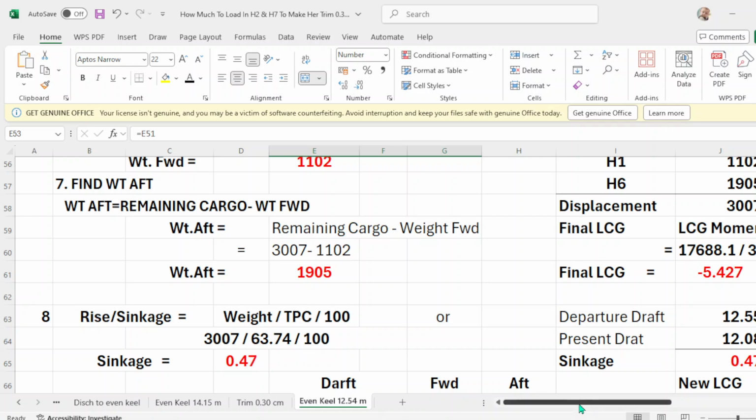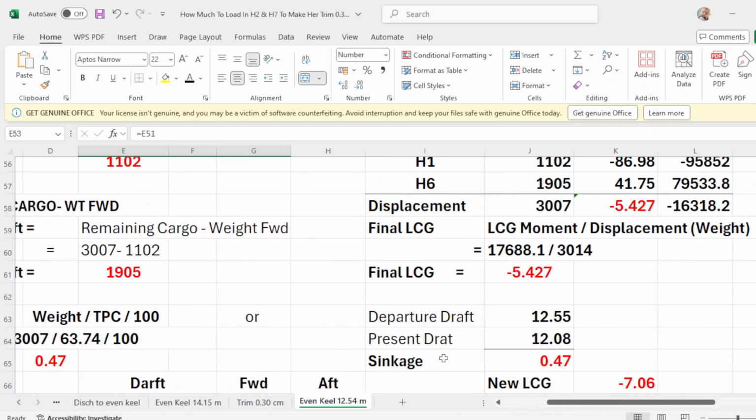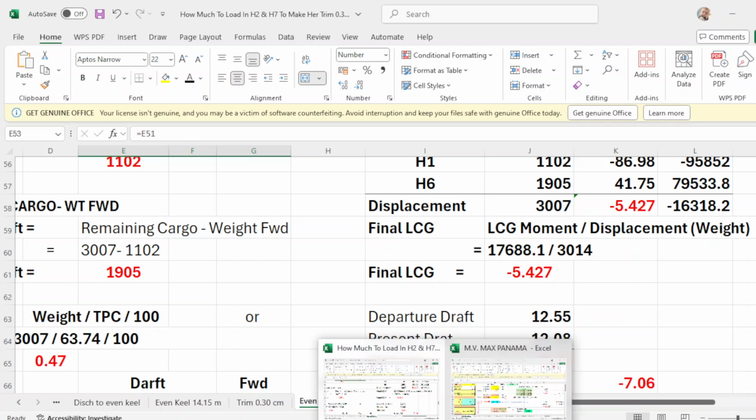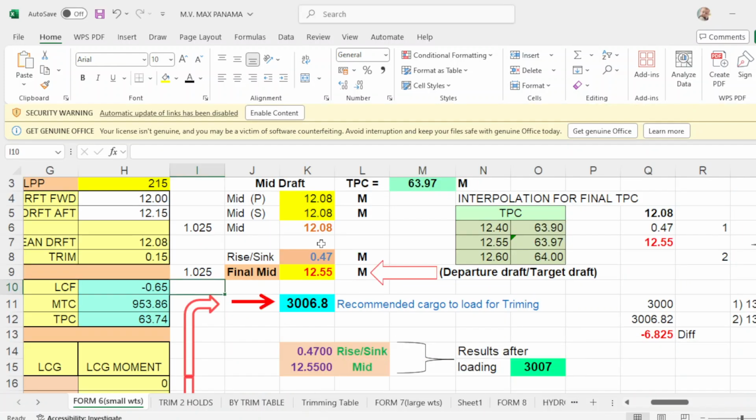And there's another solution to that. Your departure drop is 12.55 and your present drop is 12.08, and your sinkage is 0.47, which is this one. 12.55 minus your present drop of 12.08, and your sinkage should be 0.47. Then let's proceed.